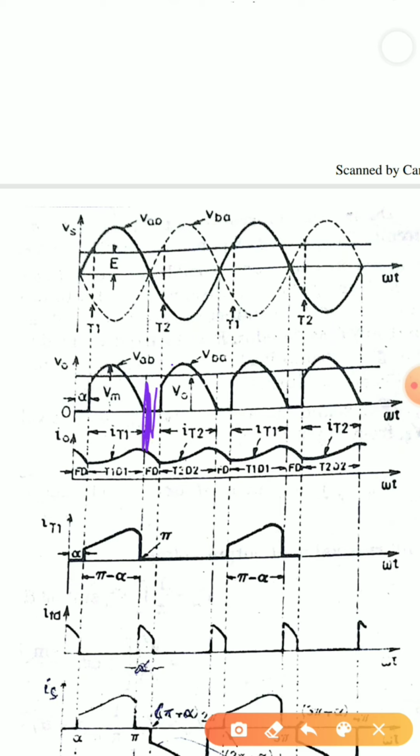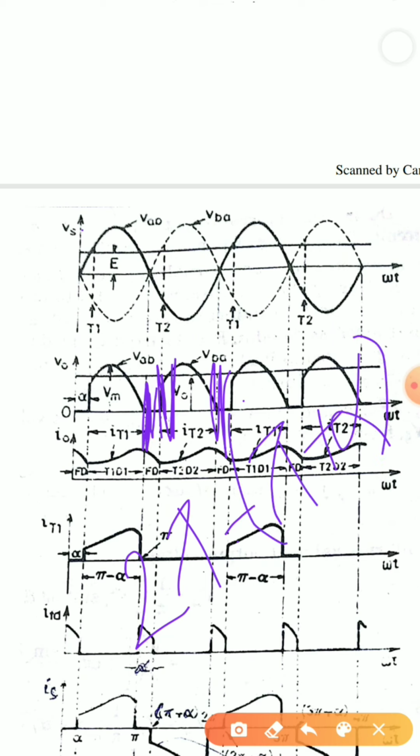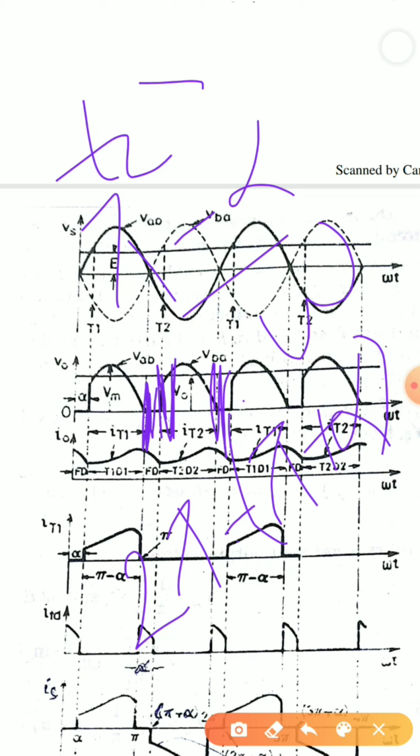It is reverse biased from here to this duration, that is 2 pi minus pi plus alpha. During this duration it is reverse biased, so I will get pi minus alpha by omega as my circuit turn off time. As I have said, circuit turn off time should always be greater than the turn off time of an SCR.